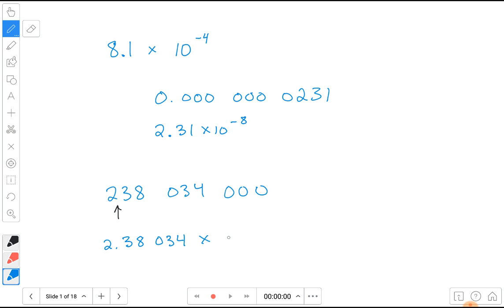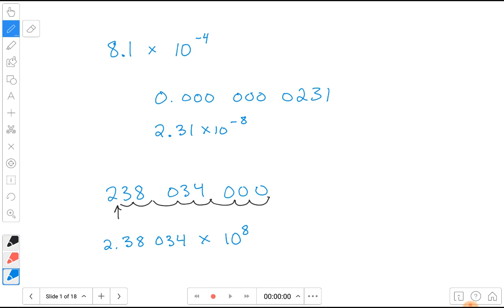So 2.38034, times a power of 10, and there's going to be an exponent here, and the exponent is going to tell me how large this number is. To do that, I need to figure out how many zeros come after this position. So there are 1, 2, 3, 4, 5, 6, 7, 8 positions, right? I need to take the decimal place from here and move it all the way to here. So this is times 10 to the power of 8. And so 2.38034 times 10 to the power of 8 is this number right here.